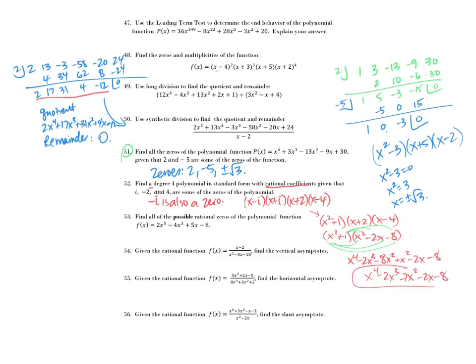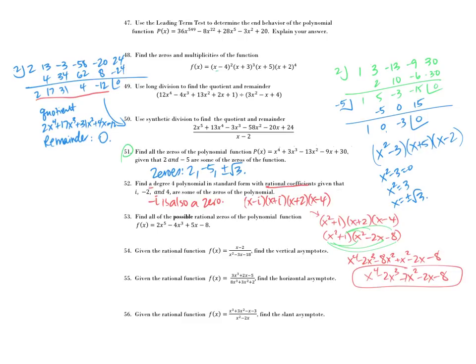So this is a polynomial that is a 4th degree polynomial that has the zeros i, negative 2, and 4. Then it says find all the possible rational zeros of that polynomial function.